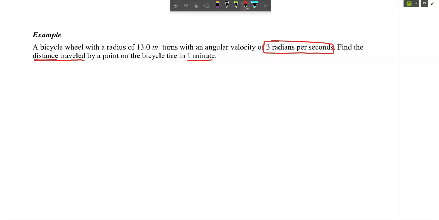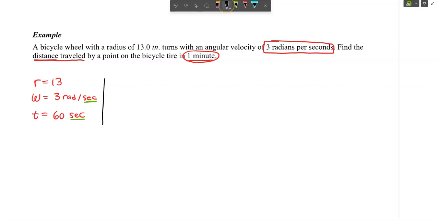Okay, so let's break down what we know. The radius of the bike wheel is 13. We also know our omega value, or our angular velocity here, is 3 radians per second. Thankfully it's already in radians, so we don't have to do any conversions. The last thing we want to look at is the total time traveled as 60 seconds. The reason I'm not writing 1 minute is because I noticed right away that since that's using seconds, I want to stay in the same unit of time. So I'm going to go ahead and just immediately convert it.